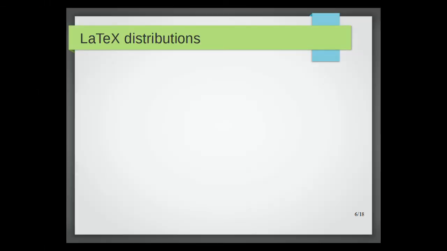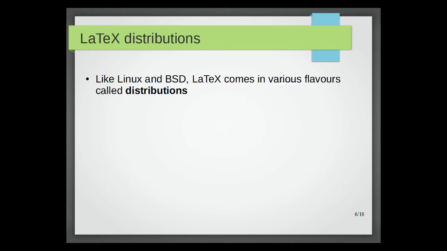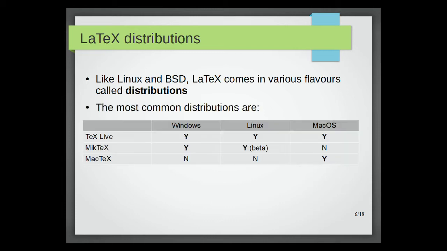If you are interested in getting LaTeX up and running on your computer, you should be aware that, like Linux and BSD, LaTeX comes in different flavors called distributions. There are distributions for all the common operating systems, and in particular, the most famous are TeXLive, which is a cross-platform distribution, MiKTeX, which was born as a Windows-only distribution but now is available for Linux in beta, and MacTeX, which is a macOS-only distribution.